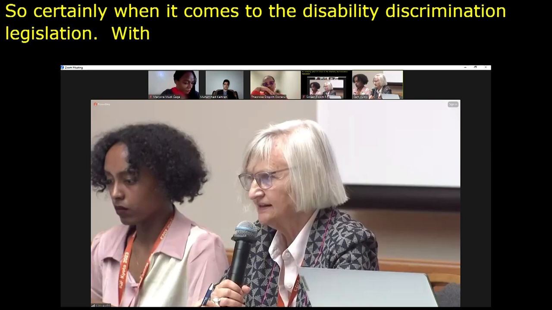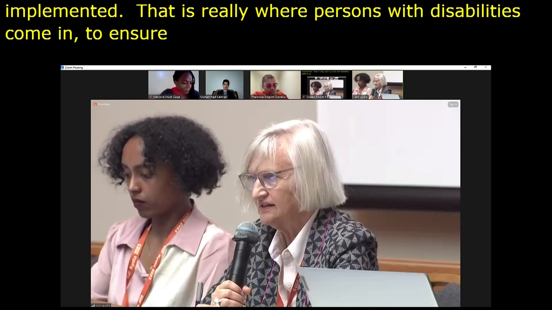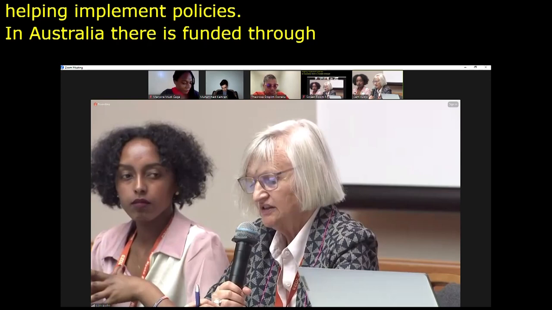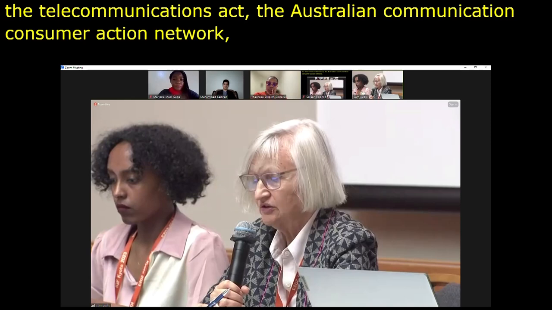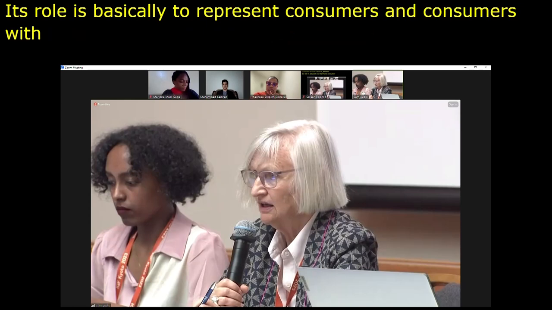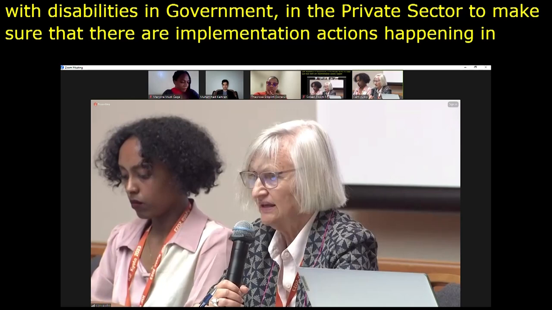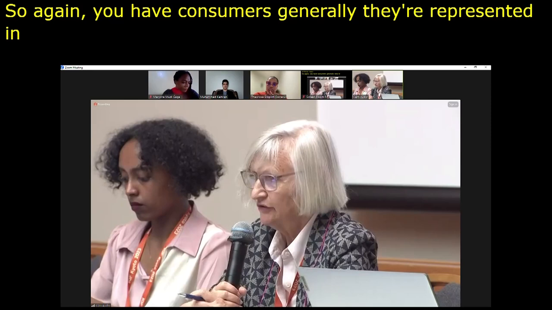That's really where persons with disability come in, to ensure that they are part of a process in helping implement policies. In Australia, there is funded through the federal government, and it's actually in the Telecommunications Act, the Australian Communications Consumer Action Network, ACCAN. Its role is basically to represent consumers and consumers with disabilities in government, in the private sector, to make sure that there are implementation actions happening in all of those cases. So you have consumers generally being represented in this body, but specifically persons with disabilities. So there is that cross-fertilisation of ideas and strategies and advocacy.